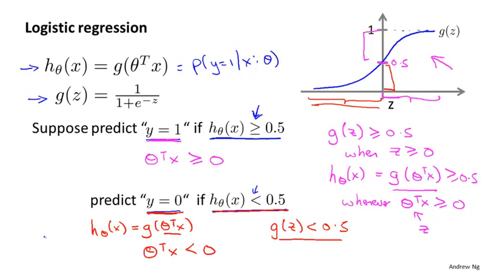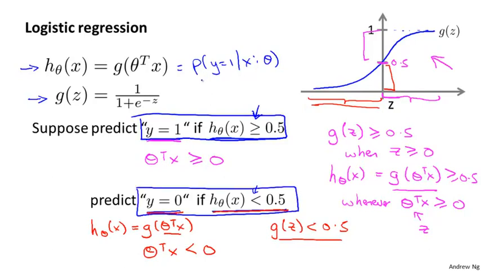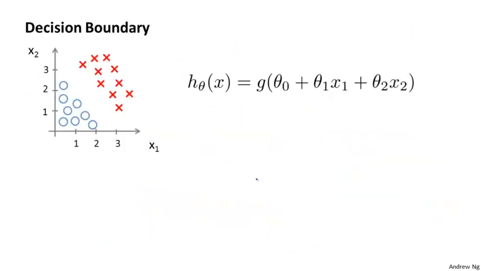To summarize what we just worked out, we saw that if we decide to predict whether y is equal to 1 or y is equal to 0, depending on whether the estimated probability is greater than or equal to 0.5 or whether it's less than 0.5, then that's the same as saying that we'll predict y equals 1 whenever theta transpose x is greater than or equal to 0, and we'll predict y is equal to 0 whenever theta transpose x is less than 0. Let's use this to better understand how the hypothesis of logistic regression makes its predictions. Now, let's suppose we have a training set like that shown on this slide.